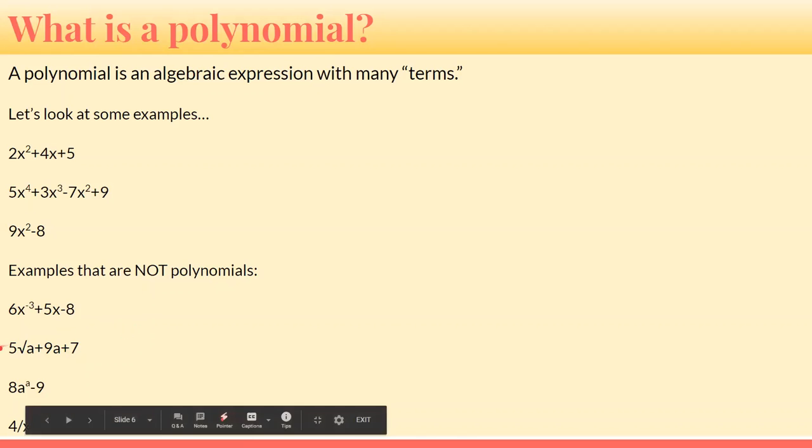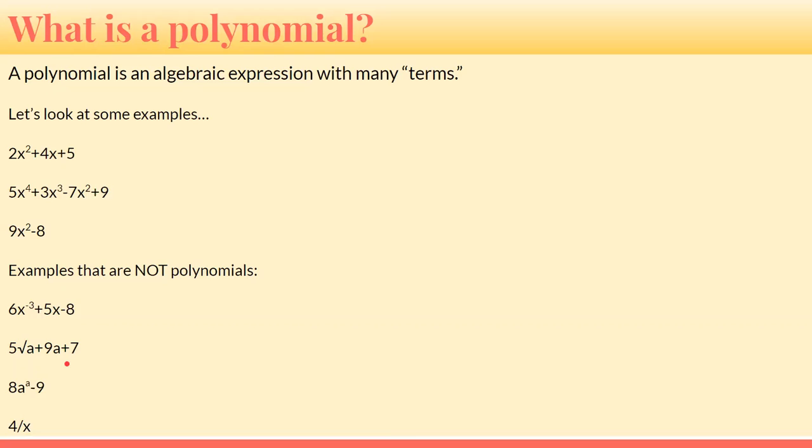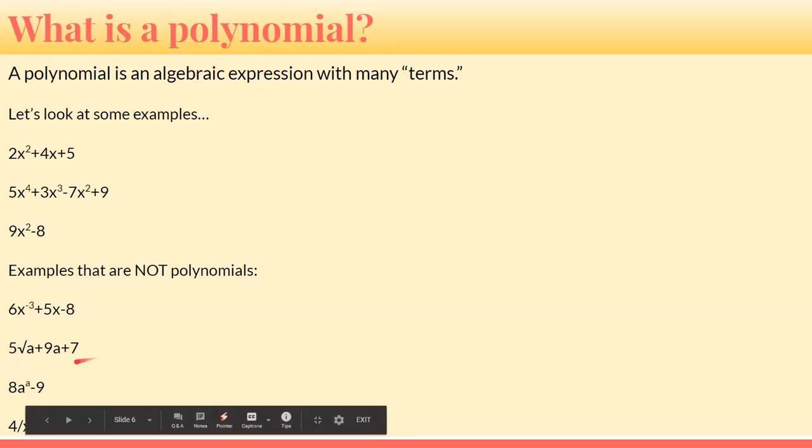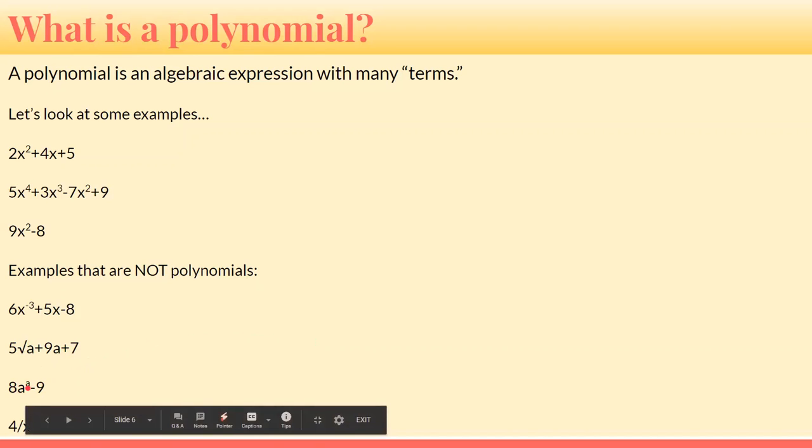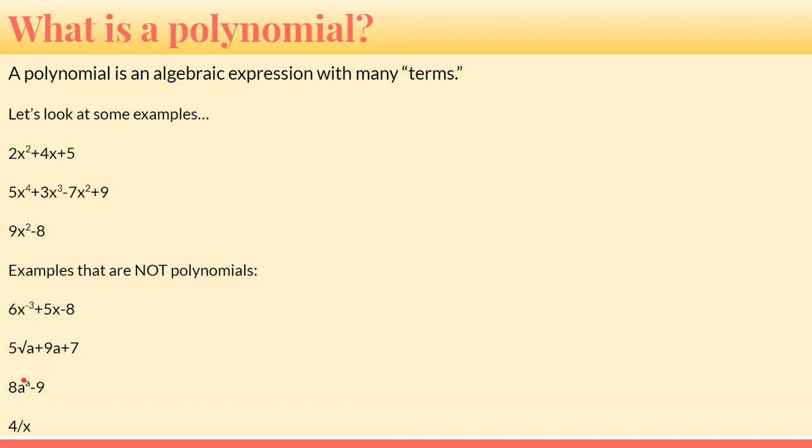Okay, and then we have 5 times the square root of a plus 9a plus 7. So the reason why this isn't a polynomial is because we have the square root sign, right? So we have the square root sign over here, which means that it is not a polynomial. Okay, so the next example, we have 8a to the a power minus 9. So this isn't a polynomial because we actually have a variable as our exponent over here. So that is why that expression isn't a polynomial.